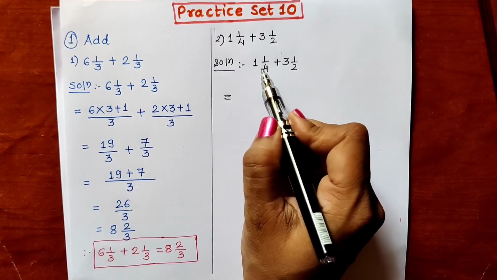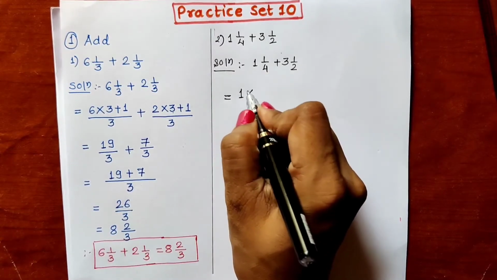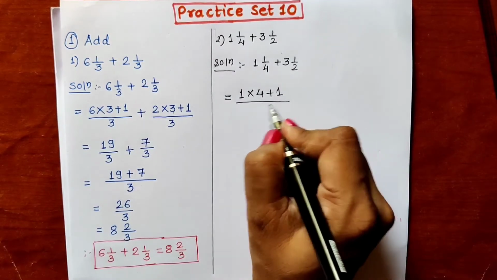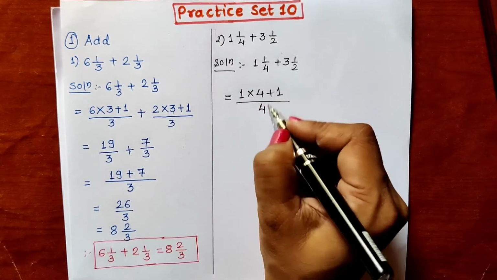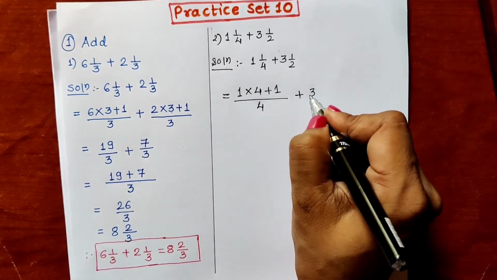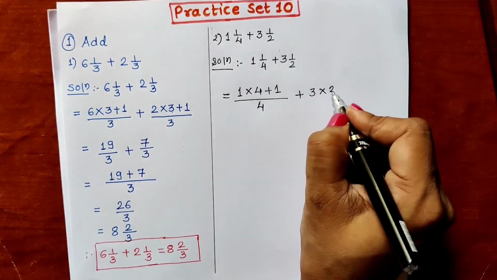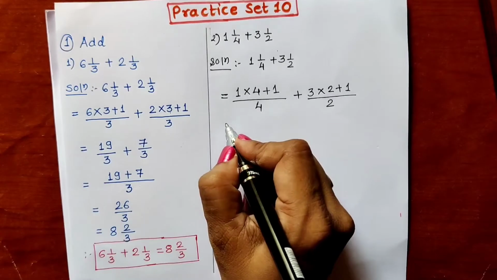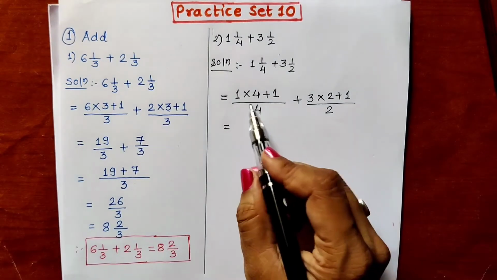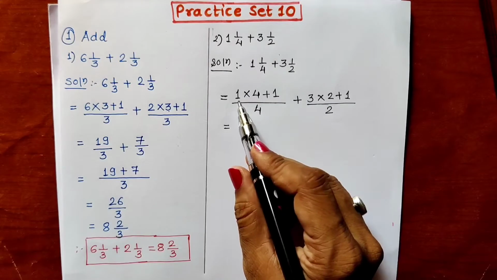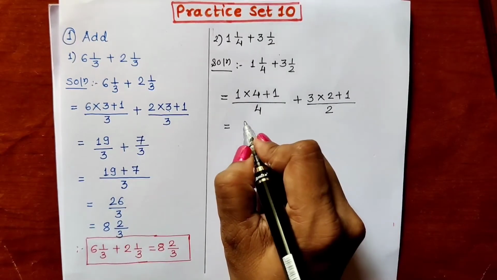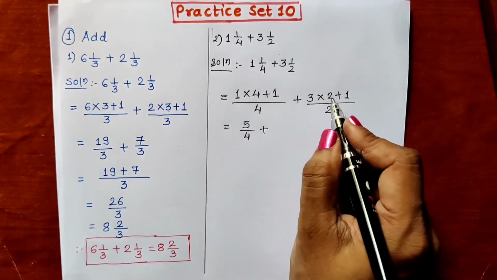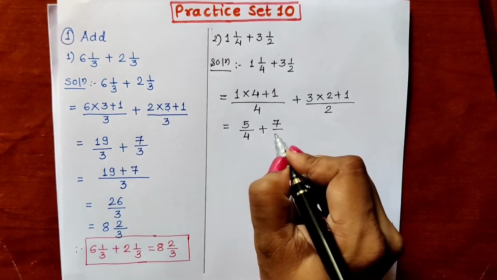We have to multiply the integer with the denominator, that is 1 multiplied by 4, plus the numerator 1, upon the denominator 4. Again, as it is we write the denominator, plus 3 multiplied by the denominator, plus the numerator, upon the denominator as it is. Now we write the answer of this multiplication and addition. 1 4s are 4, 4 plus 1 is 5, upon 4 we write as it is, plus 3 2s are 6, 6 plus 1 is 7, 7 upon 2.